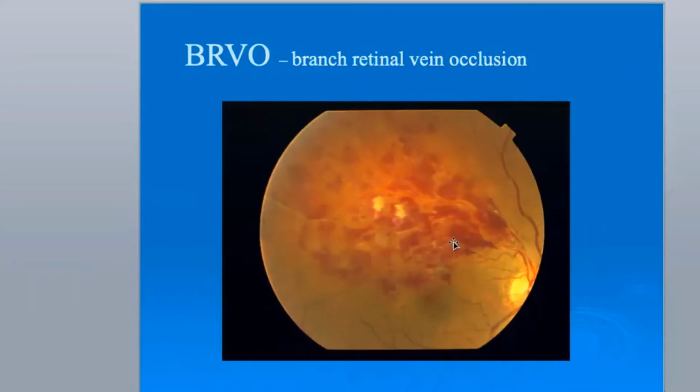Because this is sectoral. All right? Diabetic hypertension has to be in all 4 quadrants. So this is branch retinal vein occlusion.